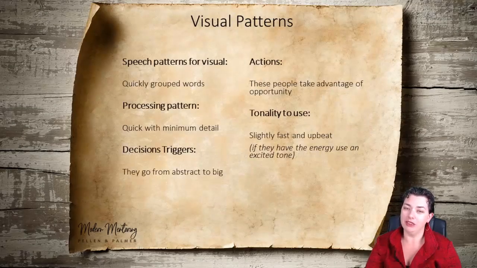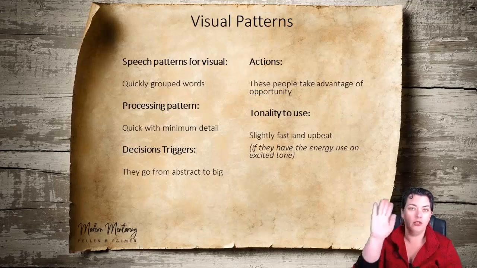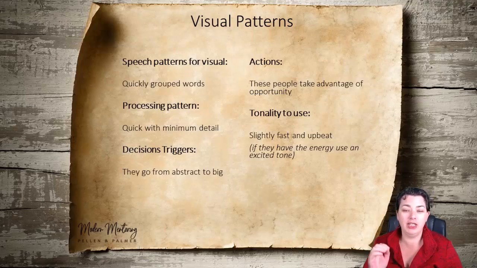So some visual patterns, okay? These are some of the things that you can do for the visual client or for the client who'll be doing to you. So some of the speech patterns for visual people are very quick and grouped. That's why when I'm teaching people, I have to learn to slow down because I am a visual learner. Some of the processing patterns are very, very quick with visual learners. They just have a quick look and they're like, yep, got it. And off they'll go and they'll try it out. So they do need very, very minimal detail, and a lot of them learn by failing better than what they learn by succeeding. The decisions and triggers that they go through are very abstract and they can become big.